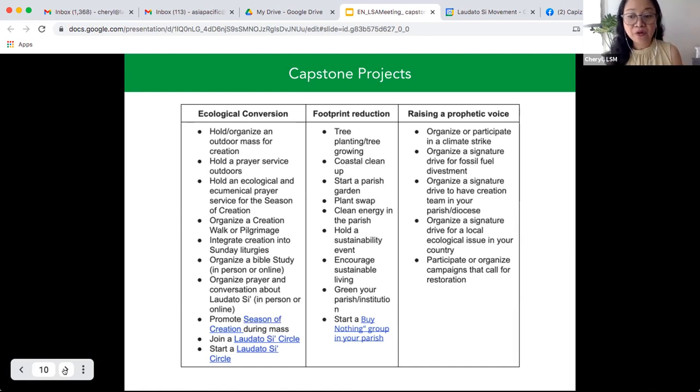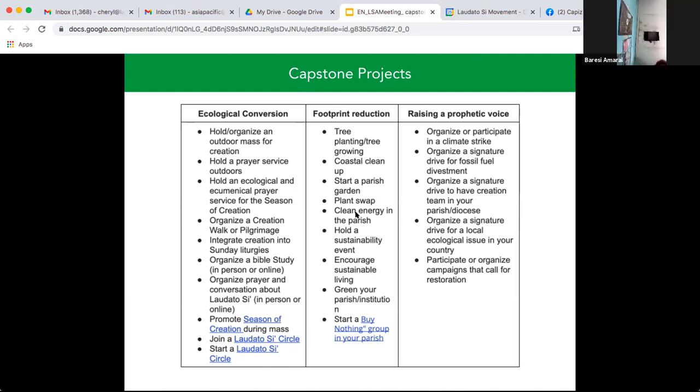And if you have a good relationship with your parish priest, and he allows you to promote the season of creation during mass, that is also one way to do it. Or start or join a circle. If there is a Laudato Si circle in your place, join it. Or you can start your own circle from the group of people you are working with in this project. You can have monthly meetings or monthly prayer sessions or reflections.